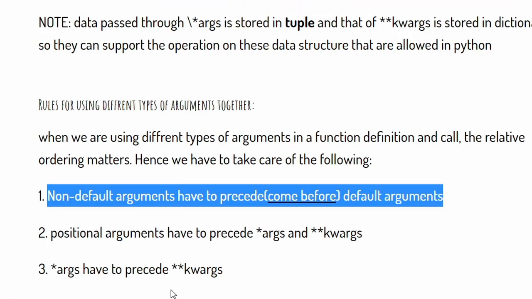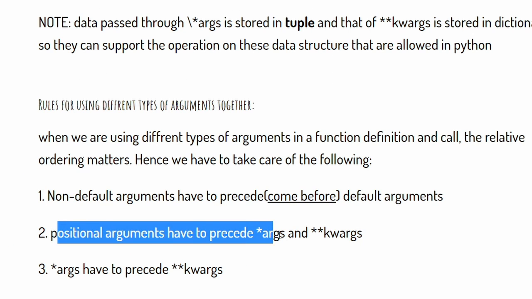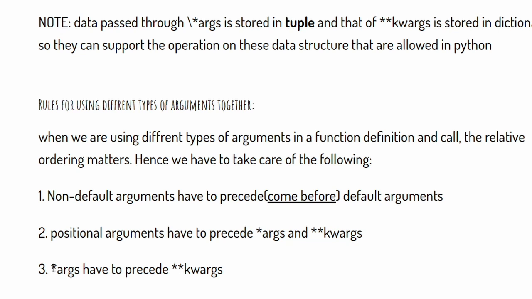As simple as that. The second thing is that positional arguments have to precede star args and star kwargs. That is, whatever the positional argument is has to come before. Another thing, in between star args and star kwargs, star args should precede star kwargs. So it's a similar kind of logic where non-default arguments should come before default arguments, right? I hope it made sense.